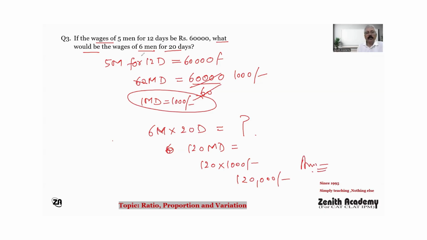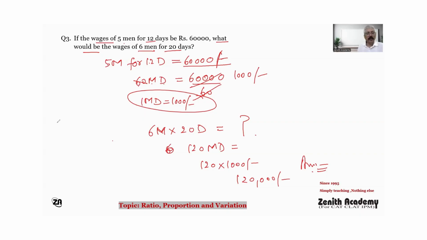The idea: the question is 5 men working for 12 days, then the total wage is 60,000 rupees. So 5 into 12 means 60 men's days, for which you need 60,000 rupees of wages. So what will 1 man's day be? 60,000 divided by 60 is 1,000 rupees. So now the question is 6 men work for 20 days, so what will their wages be? So 6 into 20 is 120 men's days, and one man's day is equal to 1000. So 120 into 1000 is 120,000 rupees wages required. Okay, this is one way.